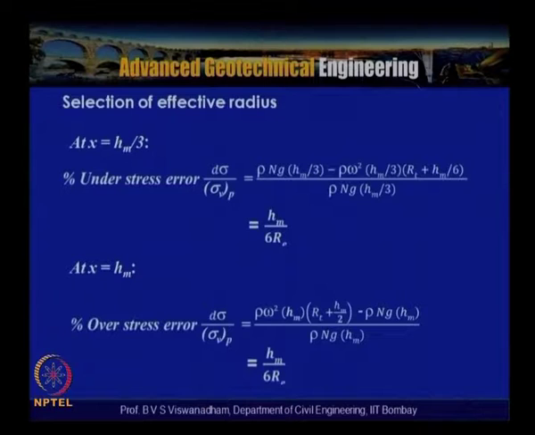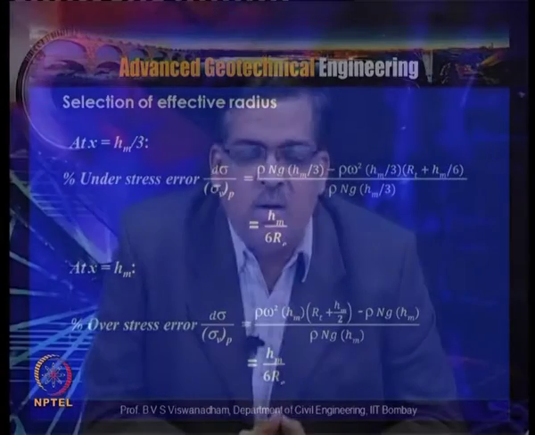Similarly at x equal to Hm, the over stress error d sigma by sigma Vp is equal to rho omega square Hm into RT plus Hm by 2, minus rho ng Hm, divided by rho ng Hm, which we also get as Hm by 6 Re. So as we have determined the effective radius by equating the areas of the stress diagrams in the centrifuge model as well as in the prototype, we get the percentage under stress and over stress as Hm by 6 Re.